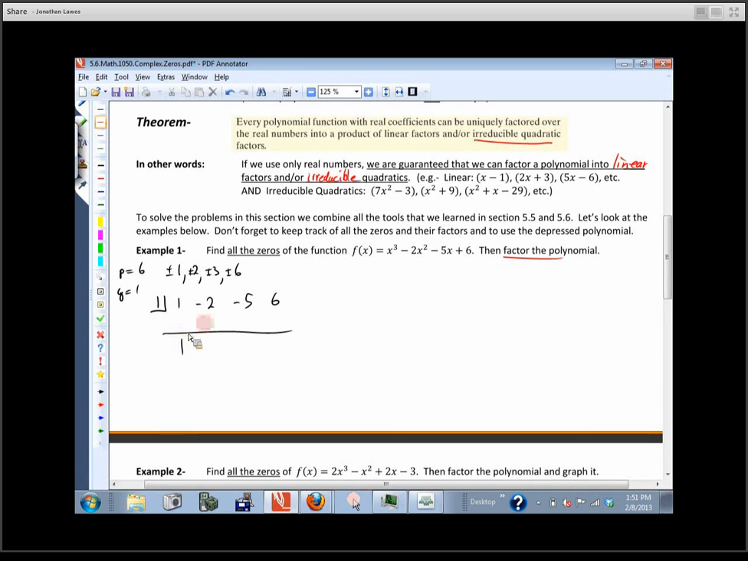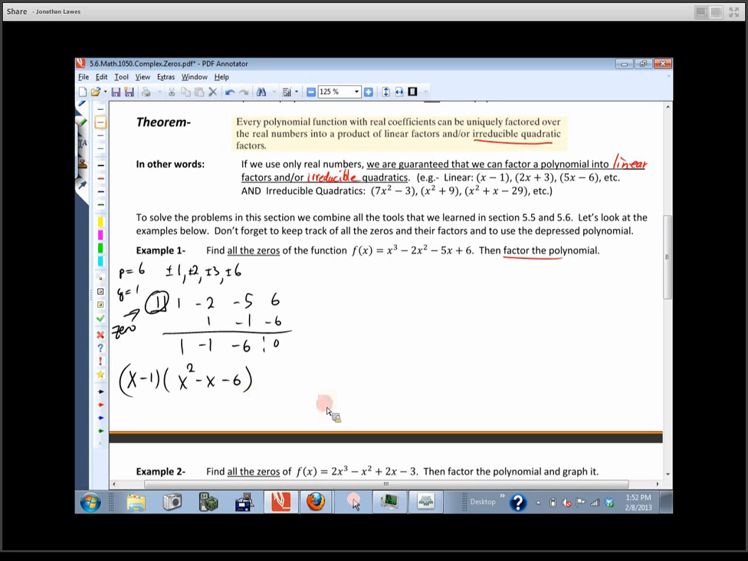So this is going to be a 1. That's a negative 1. Multiply here. That's a negative 1. That's a negative 6. That's a negative 6. That's a 0. So just like we suspected. That means this is a 0. And that means the factor that it corresponds to would be x minus 1. And then I get this.